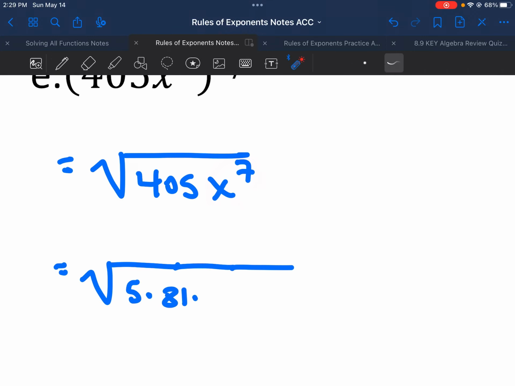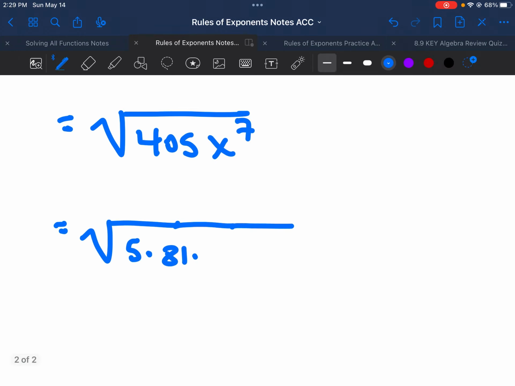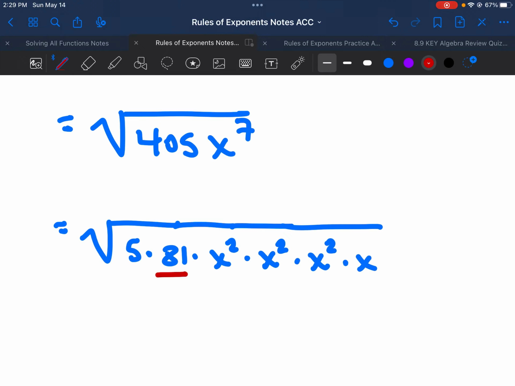And x to the 7th, well, we're taking a square root, so I want to break up x to the 7th into a bunch of perfect squares. So x to the 7th could be x squared times x squared times x squared times x, right? And looking at this, let's look for our perfect squares. 81 is a perfect square, x squared is a perfect square, and we have 3 of them.